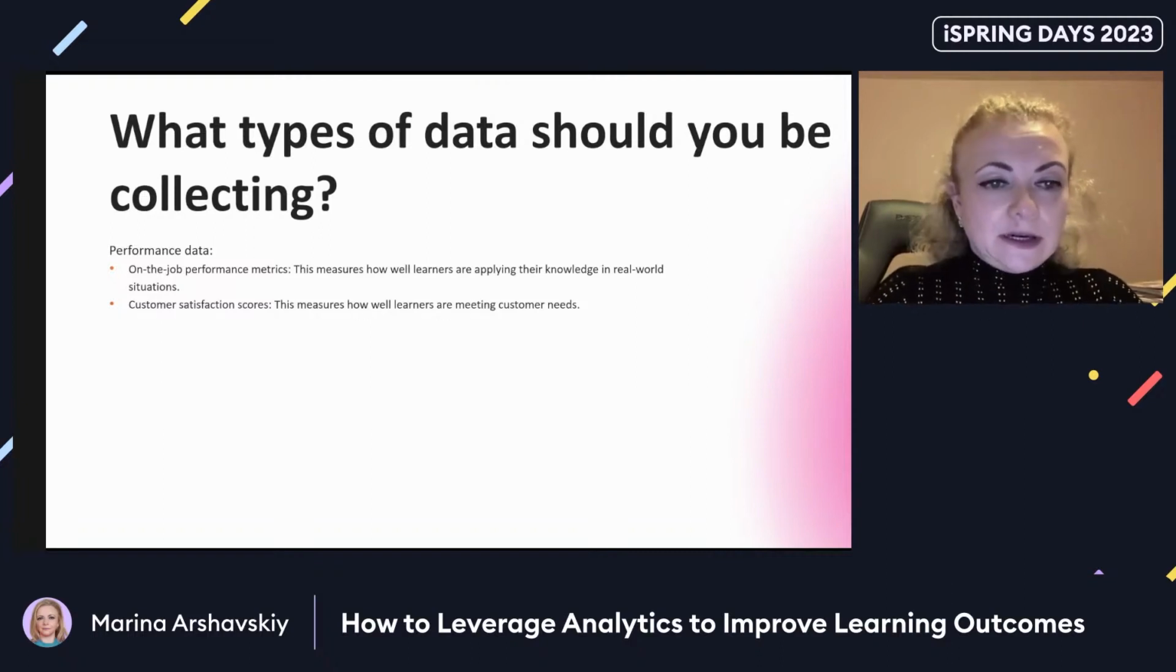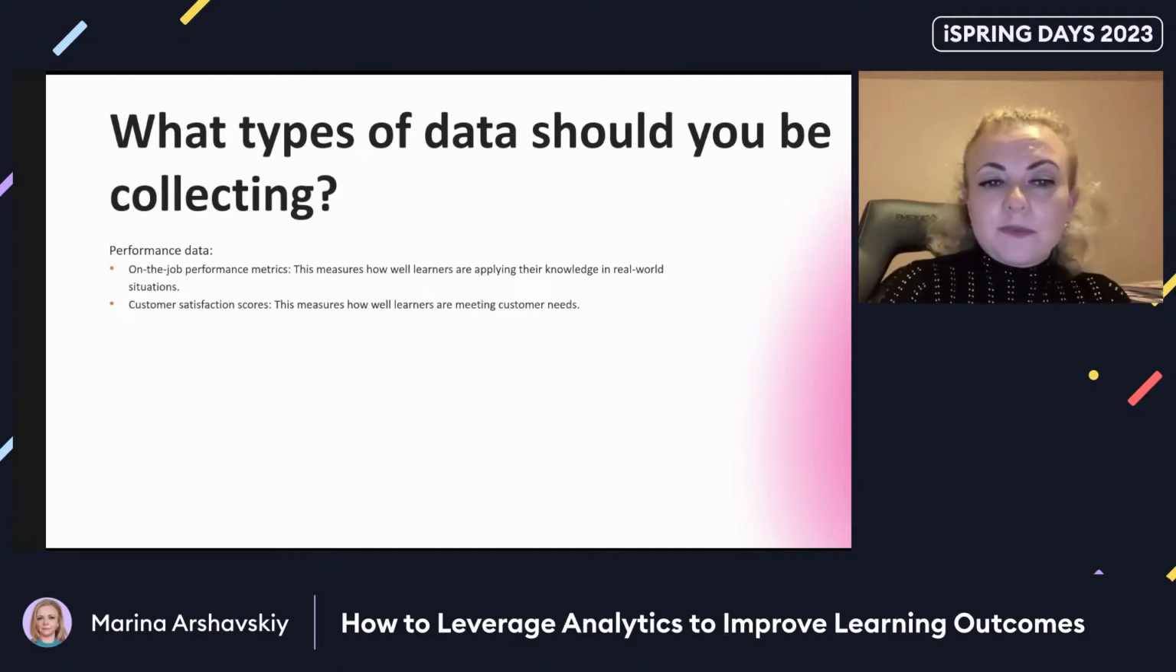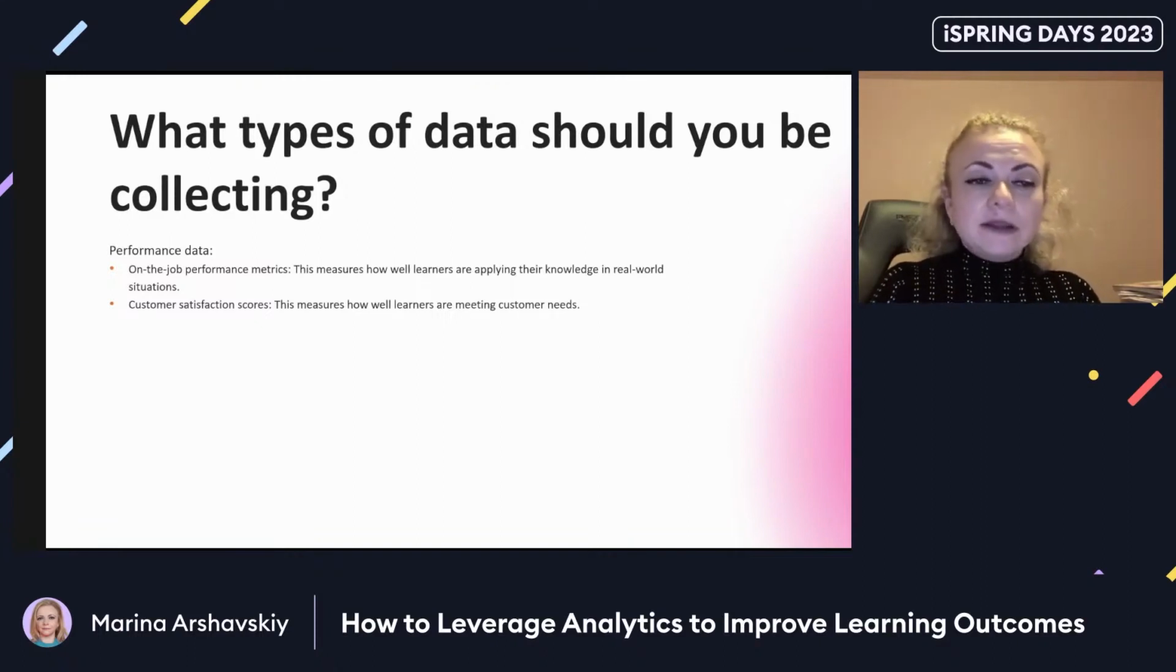For performance data, that basically measures on-the-job performance metrics and also customer satisfaction scores. So here we're basically talking about level 3 and 4 evaluations. For on-the-job performance, you're measuring how well learners are applying their knowledge in real-world situations. And for customer satisfaction scores, you're measuring how well learners understand the content and how they can actually apply it to their customers' needs. How can they use it in real life, again?